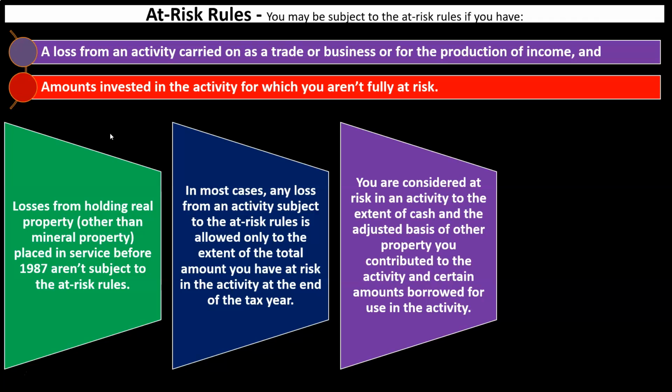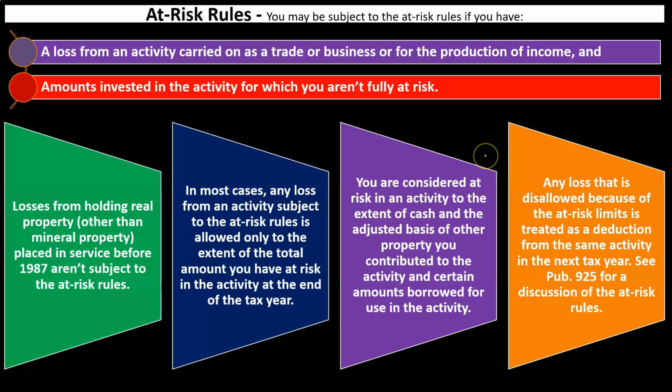You are considered at risk in an activity to the extent of cash and the adjusted basis of other property you contributed to the activity and certain amounts borrowed for use in the activity, the amount that you actually put down on the activity. Any loss that is disallowed because of the at-risk limit is treated as a deduction from the same activity in the next tax year. You can see Publication 925. You can find that on the IRS website if you have questions about it, for more information on the at-risk rules.